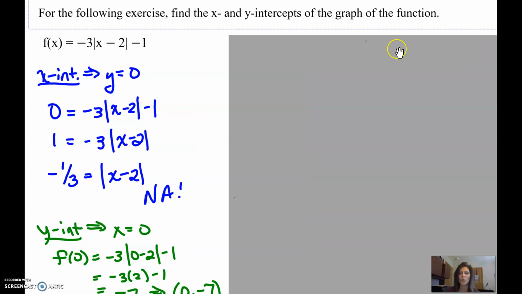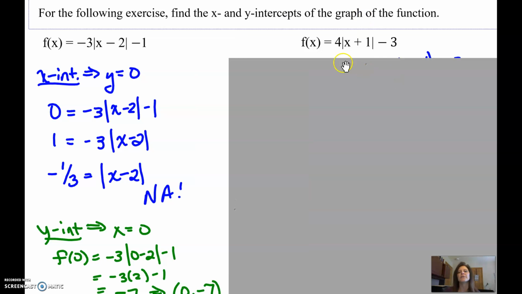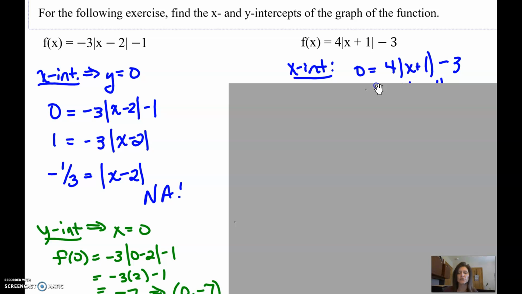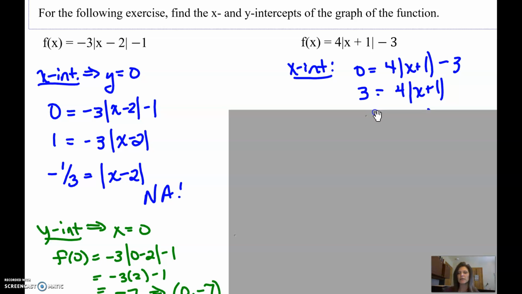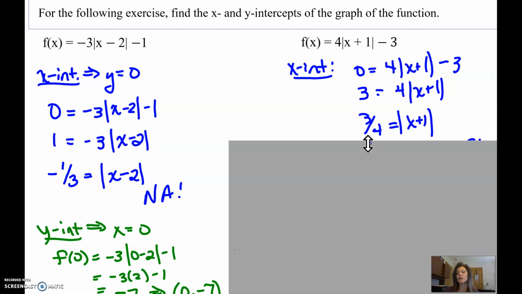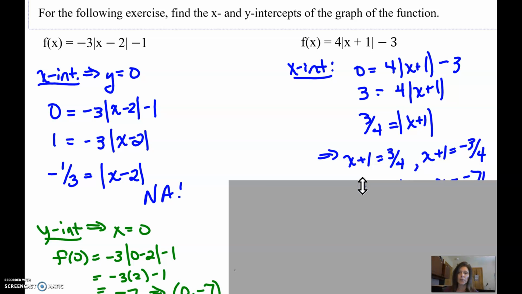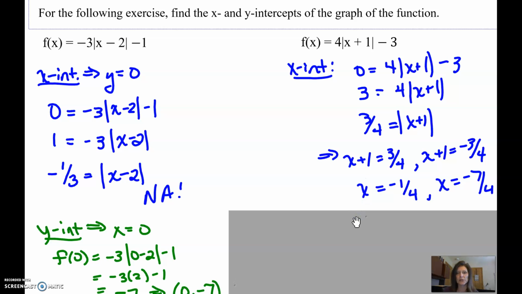All right, let's take a look at one more. What if you have f of x equals 4 times the absolute value of x plus 1, minus 3? Well, to find the x-intercepts, you set it equal to 0. Go ahead and try to pause it and solve if you want. If you did your work correctly, you will add the 3, divide by 4, and then recall that if an absolute value is equal to a number, you're going to get 2 answers. So we're going to set that equal to either the positive 3/4 or the negative 3/4 and get 2 x-intercepts.